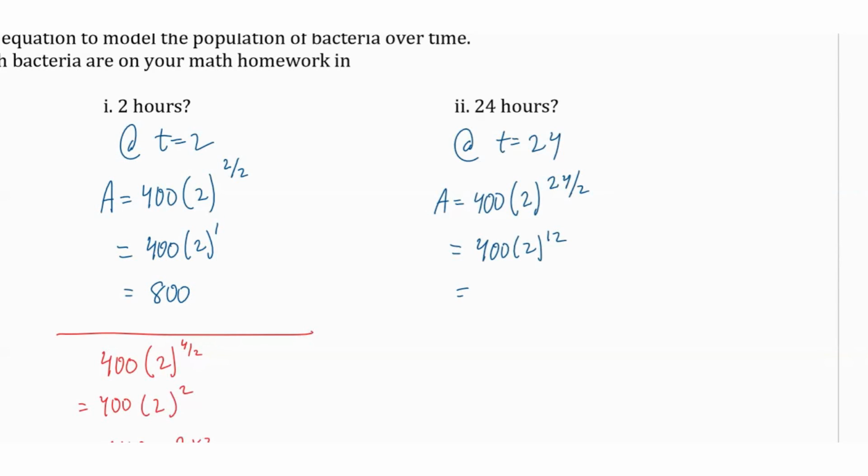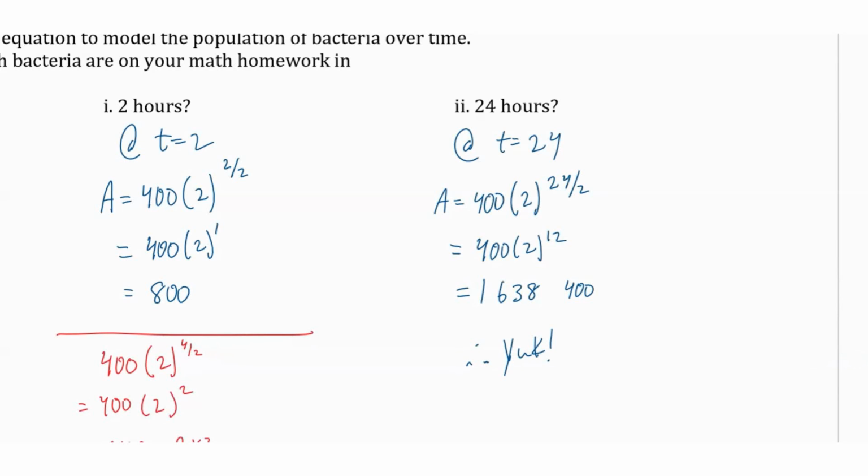So some of these you can do in your head, but definitely not one like this. 400 times 2 to the 12. 2 to the 12 is a pretty big number. And when you multiply it by 400, you get 1,638,400. Therefore, yuck. It's disgusting.